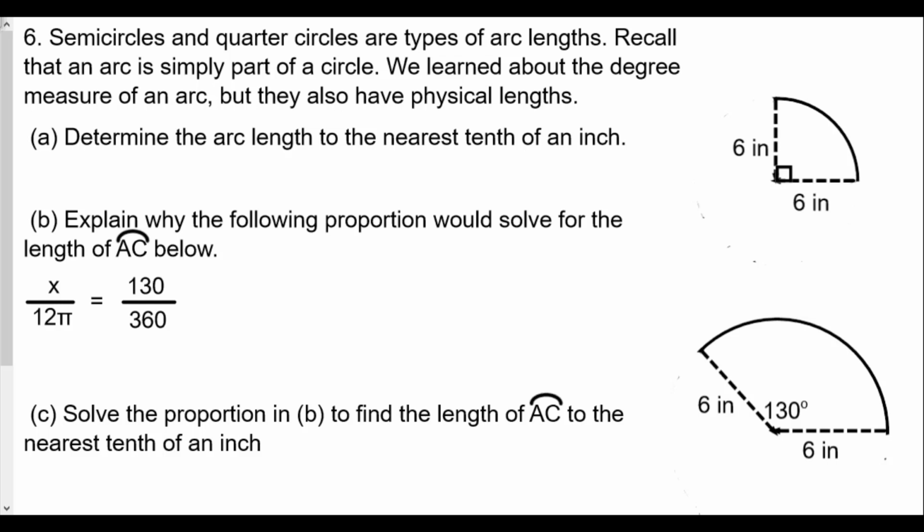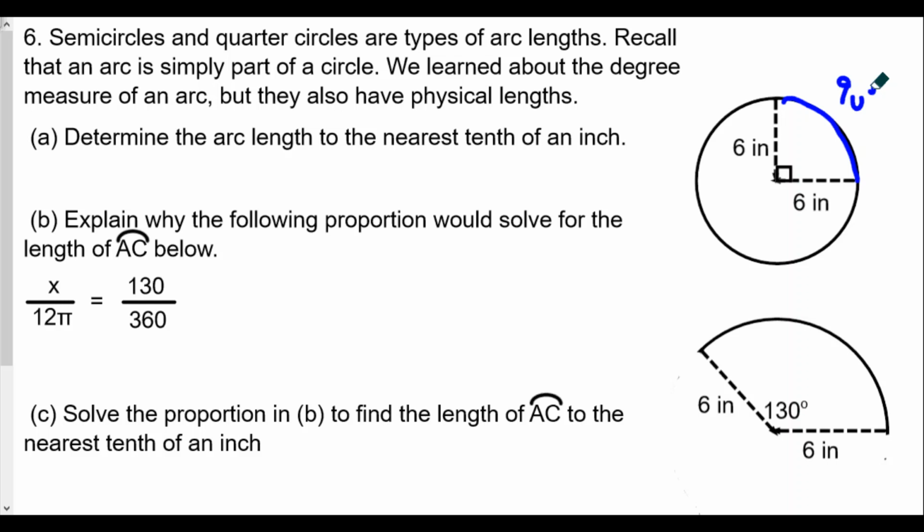So if we were to draw a circle, the measure of the arc that we're dealing with is also going to be 90 degrees. So the portion of the 360 is going to be the portion of the full circumference.